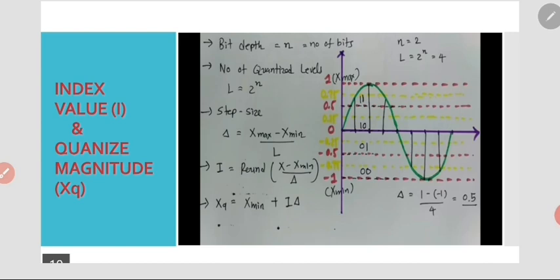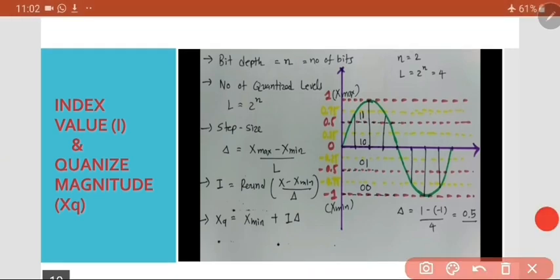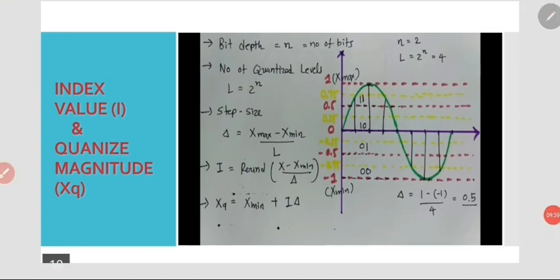You can see over here that first we learned the quantized level, then the step size, and these two equations, where I stands for the index value and xq stands for the quantized magnitude. With the help of those equations we form one table. How to form that table with the calculation, we will understand step by step by taking one example. Now we proceed with an example.